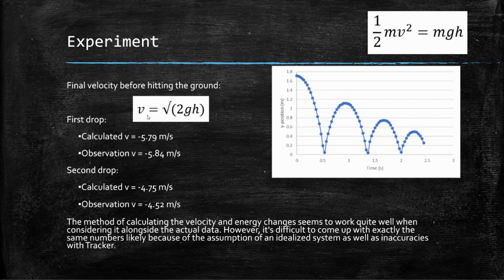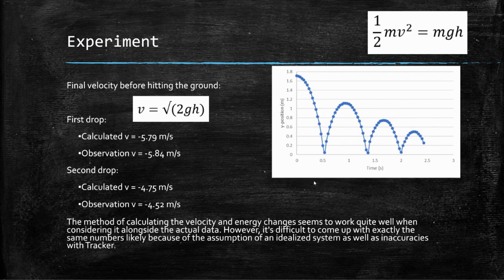I found this formula for velocity right before it hits the ground from this formula over here, and I calculated the velocity right before it hits the ground for each bounce. So right here, right here, right here. And as you can see, they were pretty close to the final velocities that I calculated from my actual observation data. They were pretty close, but they were not exact, probably because I assumed that it was an ideal system and everything would just work out fine. It's also hard because of Tracker being inaccurate with weird frame rates and stuff.